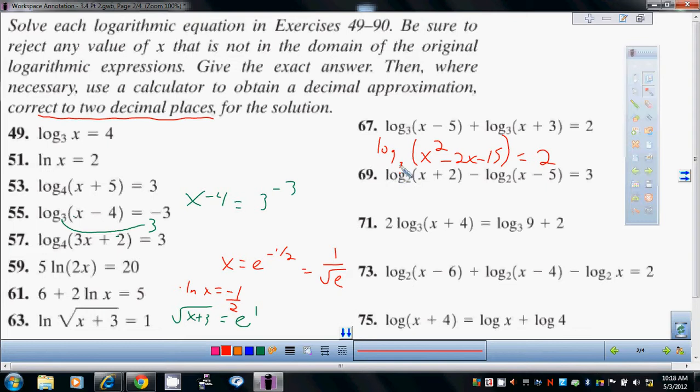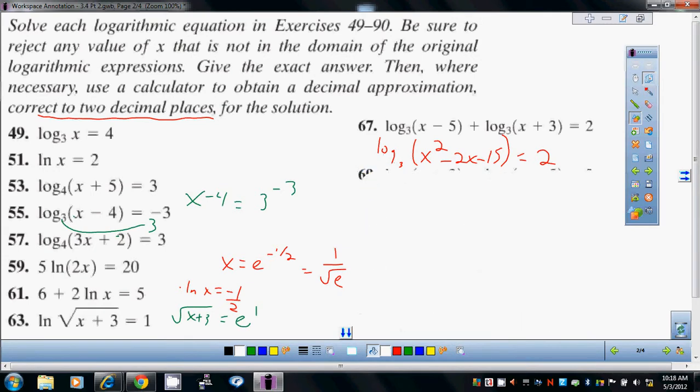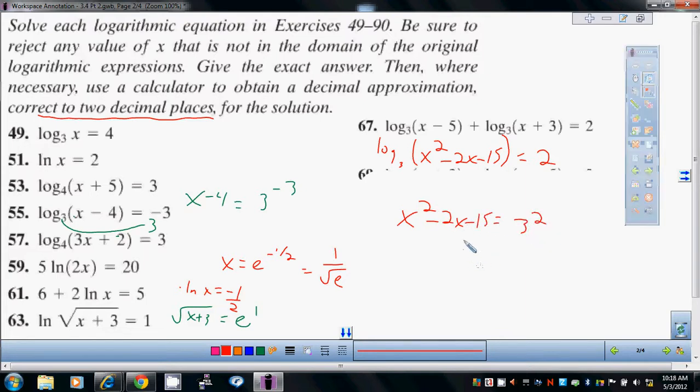Yeah. So you swing the 3 over. So you swing the 3 over. That becomes x squared minus 2x minus 15 equals 3 squared. When there's addition, you multiply this times this. And I just went ahead and FOILed them. Yep. So that's 9, which you have to subtract over.